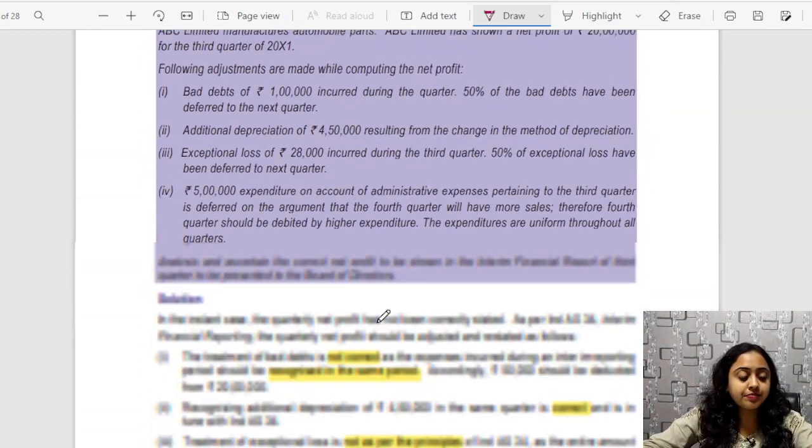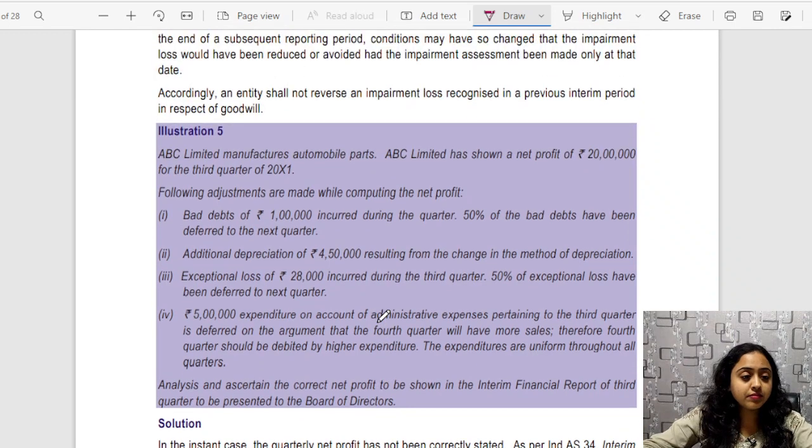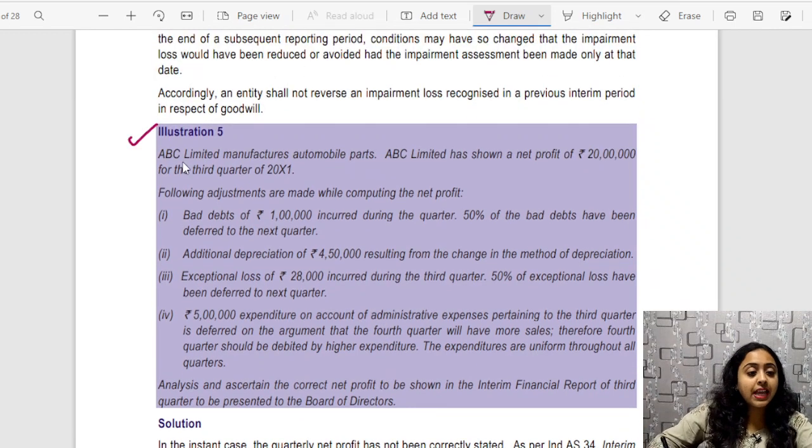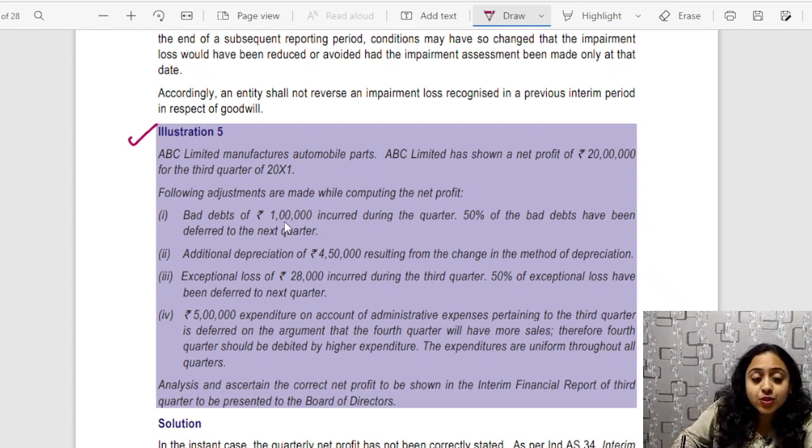Next, illustration number 5. ABC Limited manufactures automobile parts. ABC Limited has shown a net profit of 20 lakh for the third quarter of 2001. Following adjustments are made while computing the net profit. Firstly, bad debts of rupees 1 lakh incurred during the quarter. 50% of the bad debts have been deferred to the next quarter.